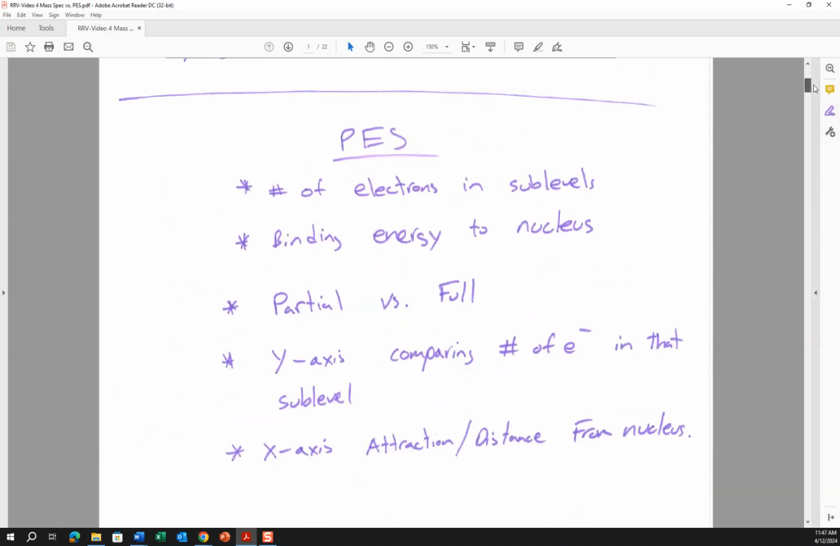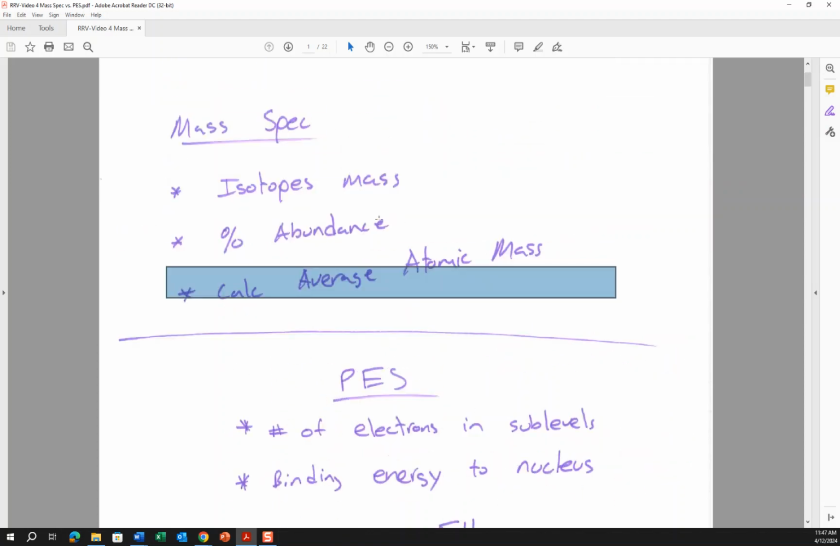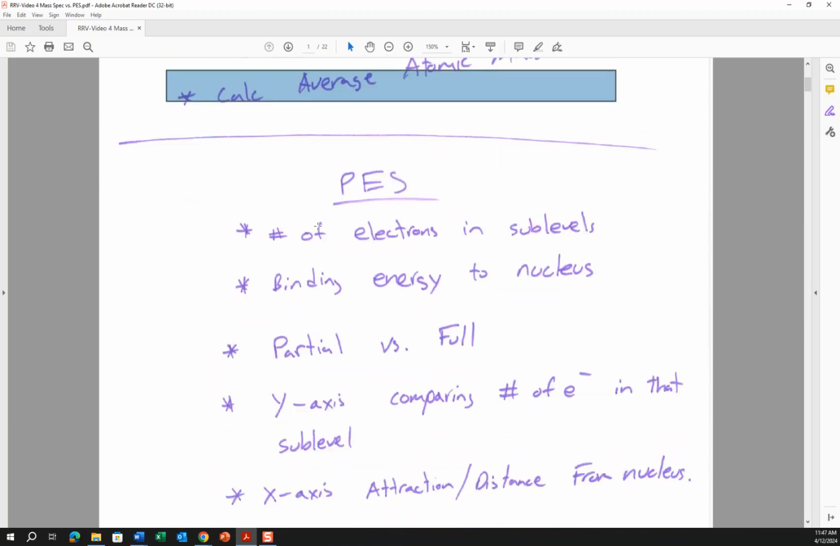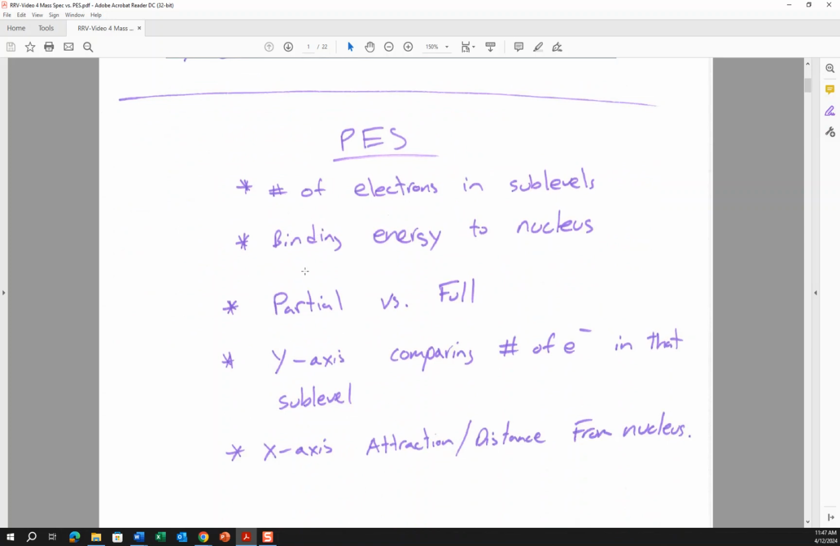Remember, PES is just about the electrons and what sublevels they are. Okay, so a mass spec diagram, you can talk about the mass of different isotopes, but you're really not talking about the number of electrons and that kind of thing. In PES, we're talking about the electron configuration. If you're given a full PES, you can identify the element, or sometimes you'll be given a partial PES where you're just comparing 2 different peaks of different elements.